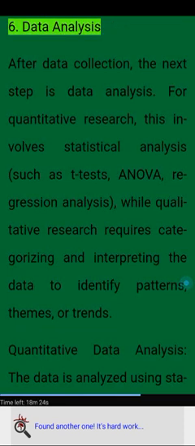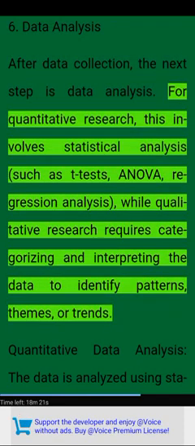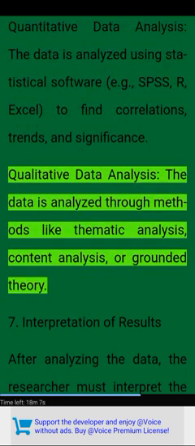6. Data analysis. After data collection, the next step is data analysis. For quantitative research, this involves statistical analysis such as t-tests, ANOVA, regression analysis, while qualitative research requires categorizing and interpreting the data to identify patterns, themes, or trends. Quantitative data analysis. The data is analyzed using statistical software, e.g., SPSS, R, Excel to find correlations, trends, and significance. Qualitative data analysis. The data is analyzed through methods like thematic analysis, content analysis, or grounded theory.